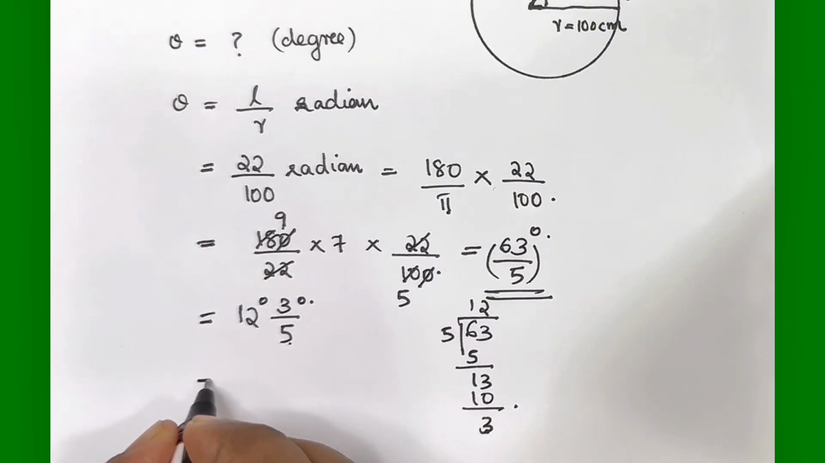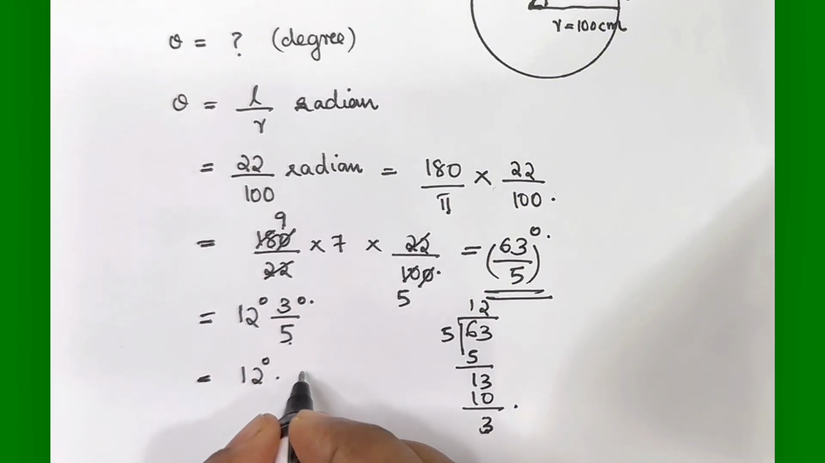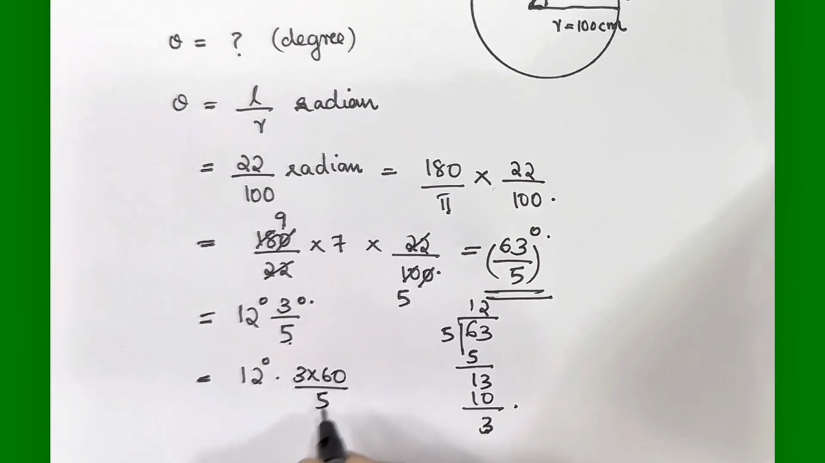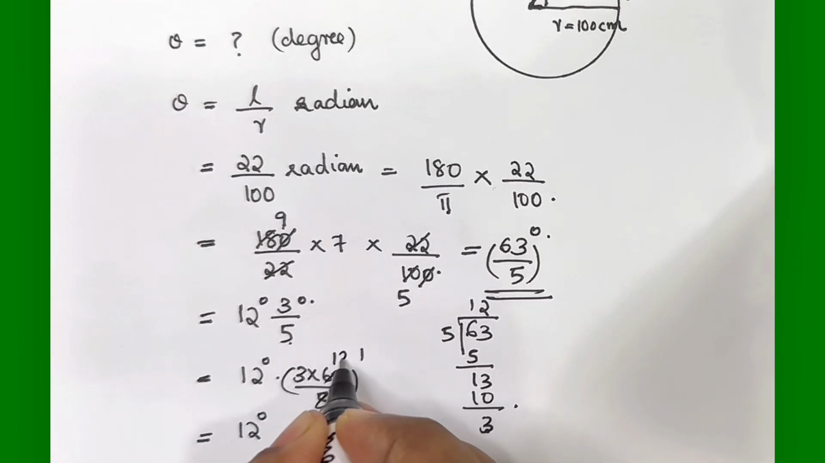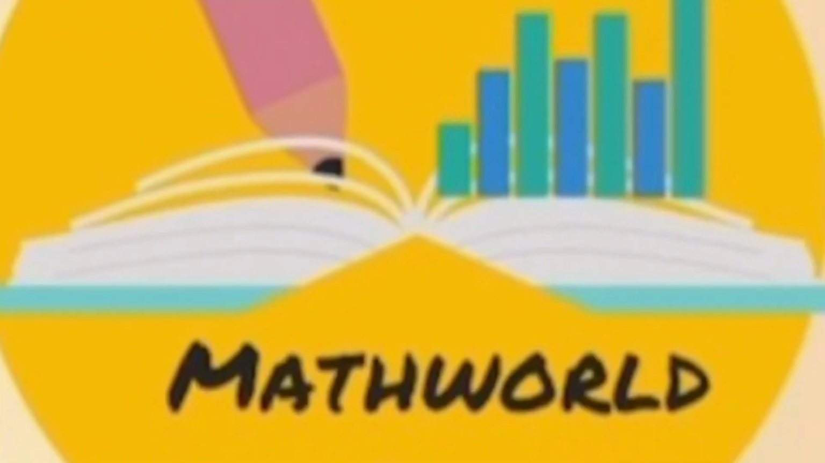This 3 by 5 degree is less than 1 degree, so we'll convert this degree to minutes by multiplying it by 60. That is 3 into 60 by 5 minutes. Now this is in minutes. Here we can simplify and reduce. 60 divided by 5 is 12, and 12 3s are 36, so it is 12 degree and 36 minutes. Therefore the angle is 12 degree 36 minutes.